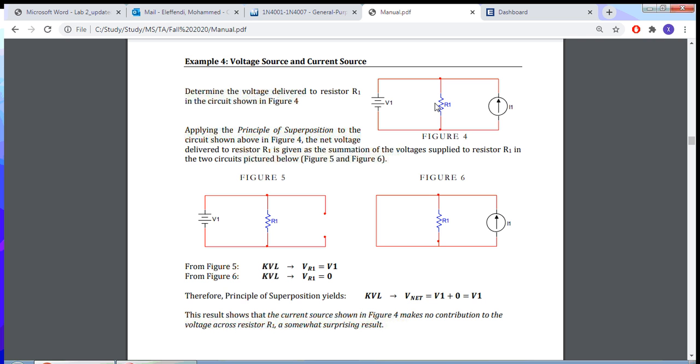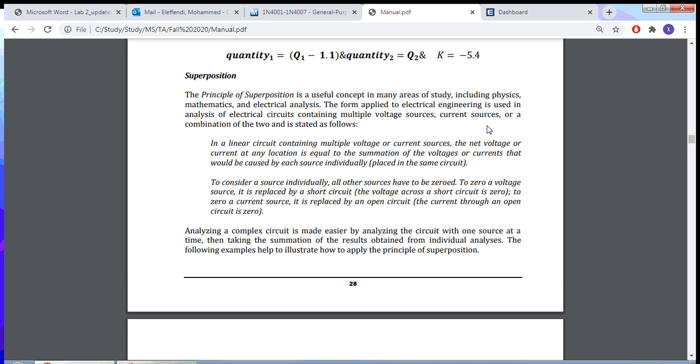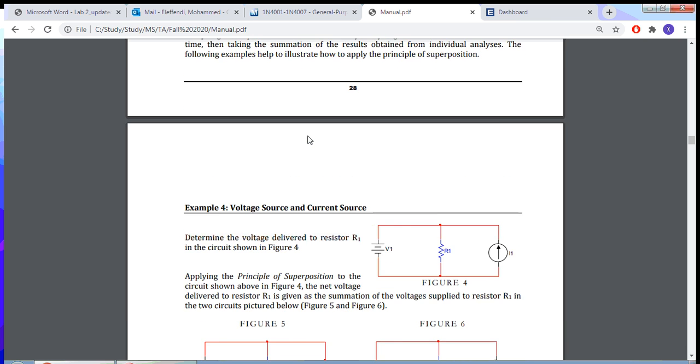So take for example this circuit. I have a voltage source and a current source. How can I go about analyzing this circuit? For such circuits, we use the principle of superposition, and the principle of superposition simply states that when in a linear circuit containing multiple voltage or current sources, the net voltage or current at any location will be the summation of the voltages or currents that would be caused by each source individually.